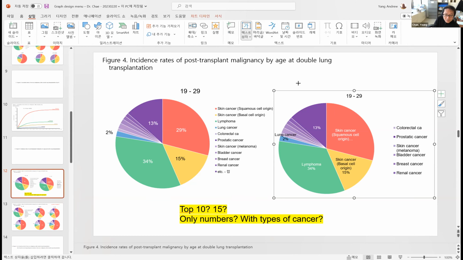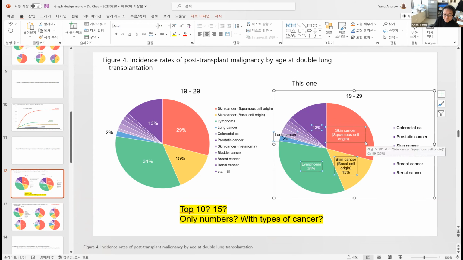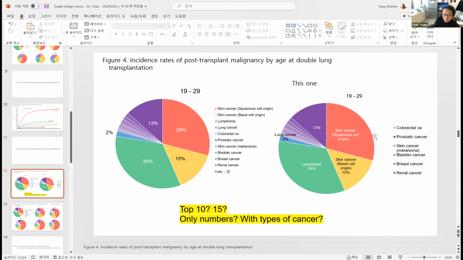So skin cancer, you could use basal cell skin cancer, squamous cell skin cancer. You don't have to put parentheses. So Andrew, why don't you just write it down? We're recording all this, so you don't have to use your time to write this. Go to the next slide.